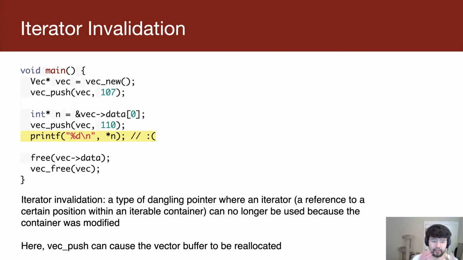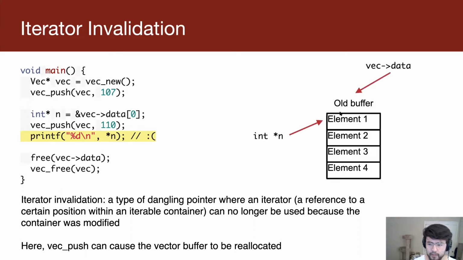An iterator typically starts at the beginning of the container, and then you go through the elements one by one. You move this reference through the elements of the container. And if you modify the container, if you add things to the vector, that iterator can get invalidated, and you're not supposed to use it anymore. But there's nothing in the compiler that prevents you from using it. So here, n is an iterator. It's a pointer to the beginning of the vector. And so here's our vector. It's our buffer. We have n pointing to the first element.